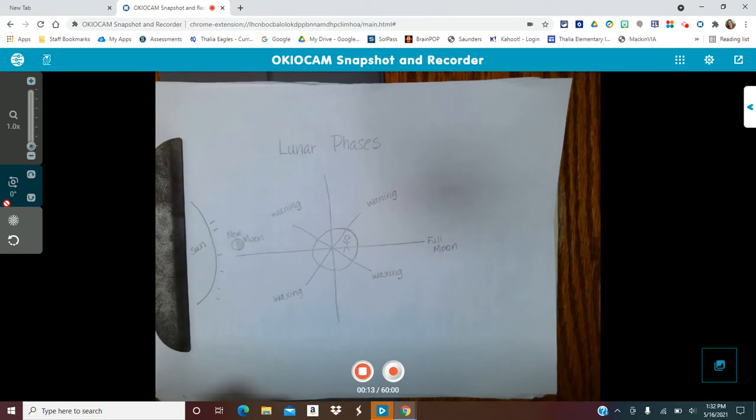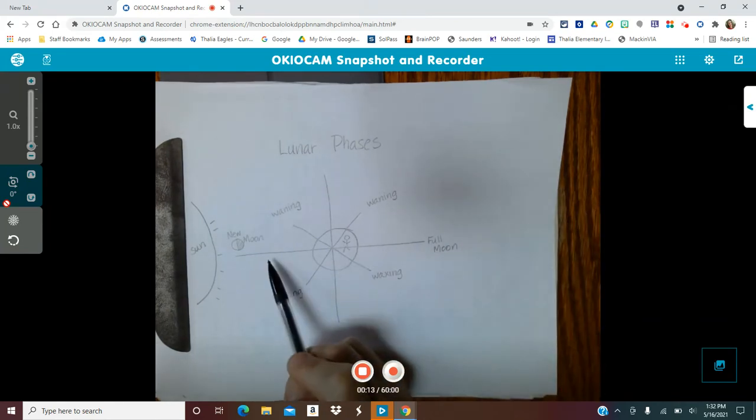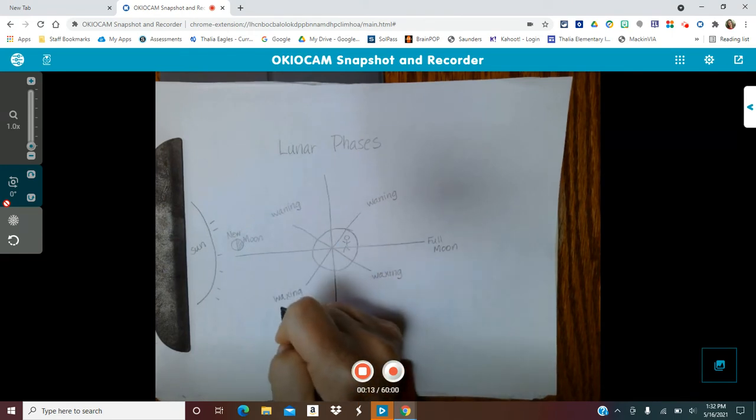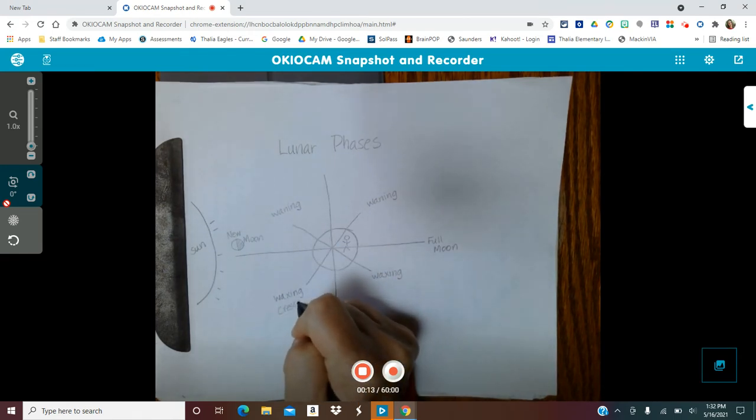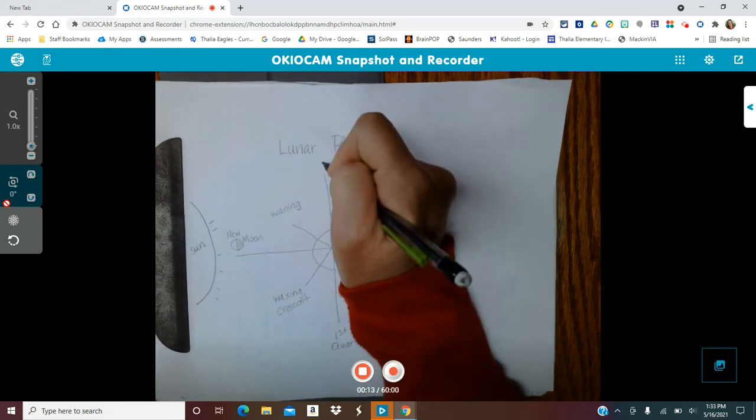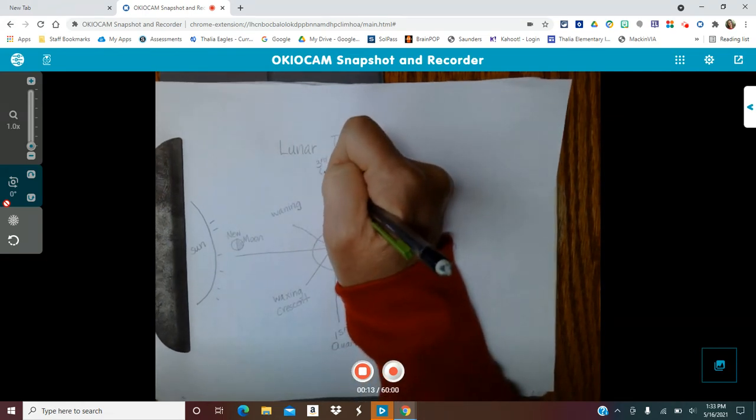So now we're going to fill in. After the new moon, we barely see some of the moon. That's the waxing crescent. It's starting to appear. Then it's going to be first quarter. Opposite of first quarter is always third quarter. So you just fill that in.